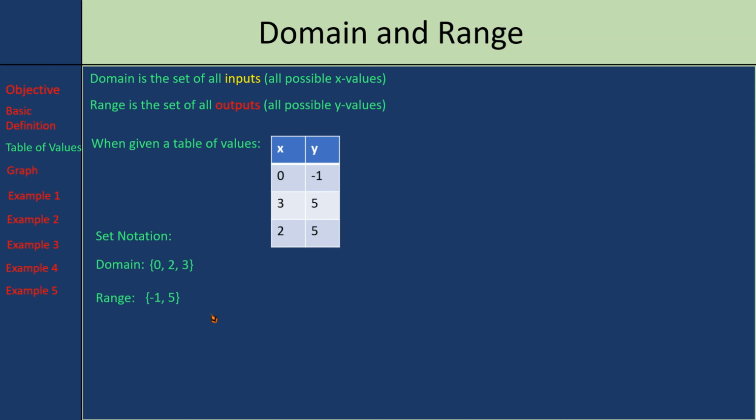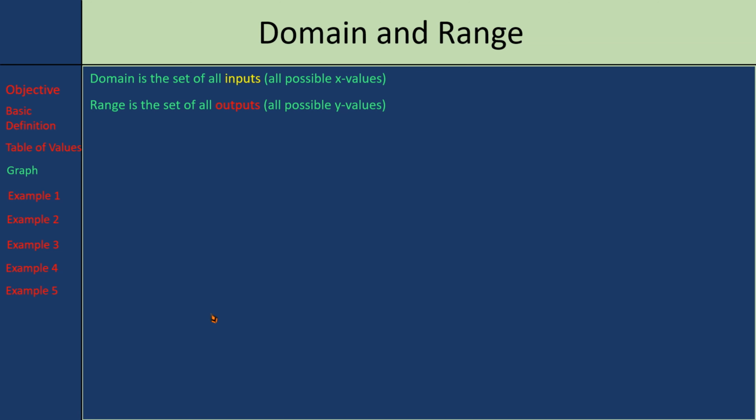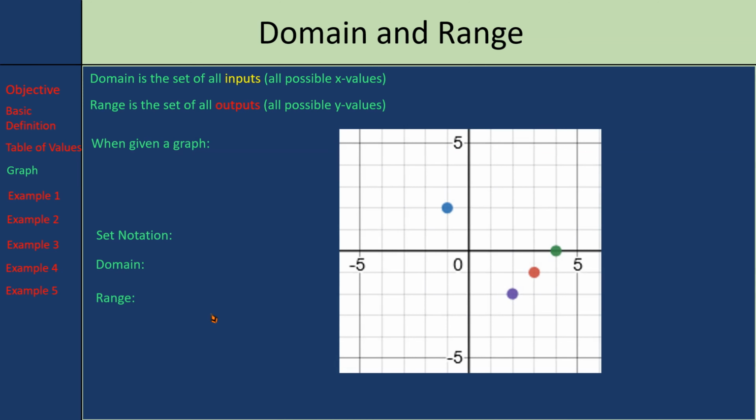Now let's do that when they give you a graph. Okay, so here is a graph, and we're going to use set notation again for the domain and range. Let's look at the first point. I'm going to look at the blue point, and that is (-1, 2). So my domain has -1 and my range has 2. That's the first value. I have 3 other points though, right? Here's purple, which is (2, -2). So my input has 2, and my output has -2.